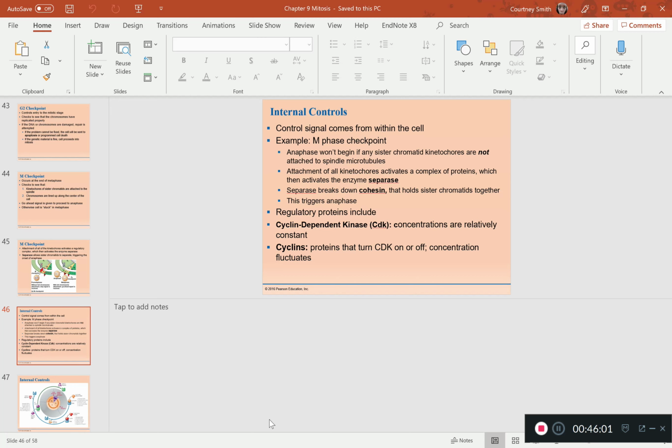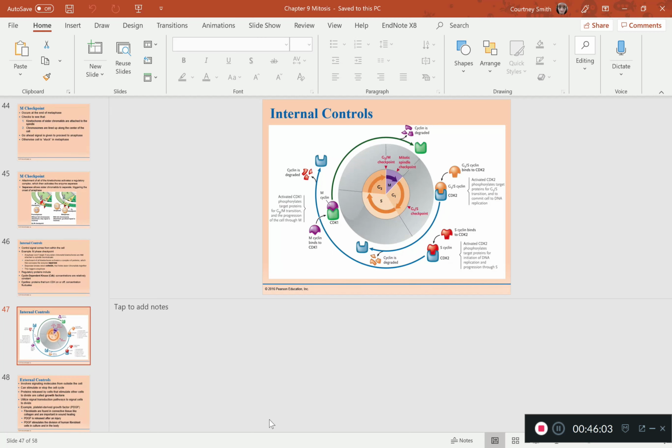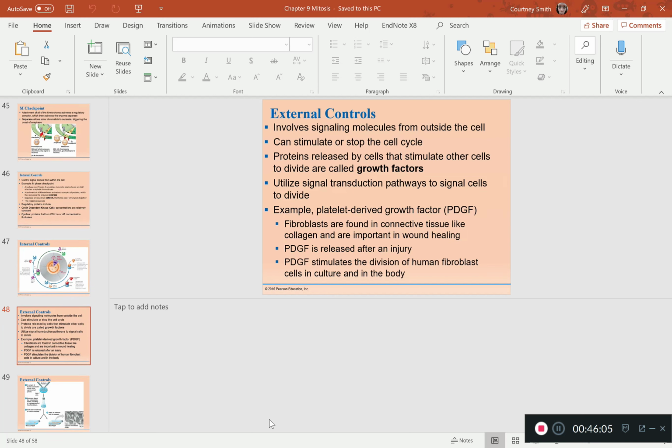Okay, so with that, let's talk about external controls. External controls are the ones that come from signals from outside the cell. And one of the big ones is the population density of a cell. So if there's too much cell growth, so like if you start coming in contact with neighboring cells too much, it can stimulate whether or not you should stop or start the cell cycle.